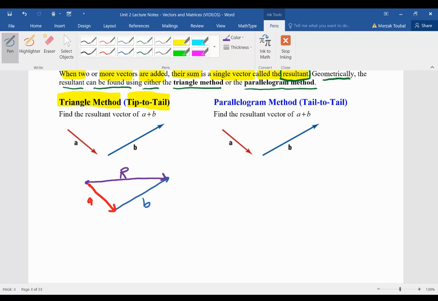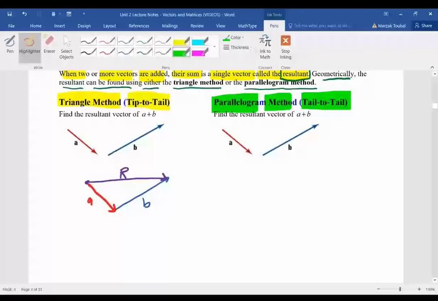Now we can add the same two vectors using a different method, which is called the parallelogram method. Tail to tail, meaning we're going to attach the tail of vector A to the tail of vector B. So let's do that. And the resultant vector should be the same. Doesn't matter which method we use, whether we use the triangle method or the parallelogram method, the resultant vector will be the same. Okay, so let me replicate this figure.